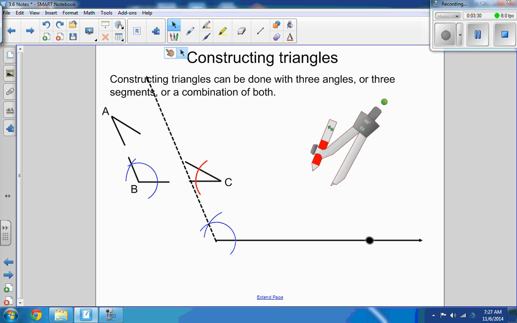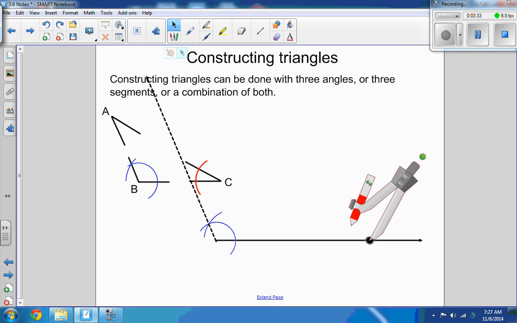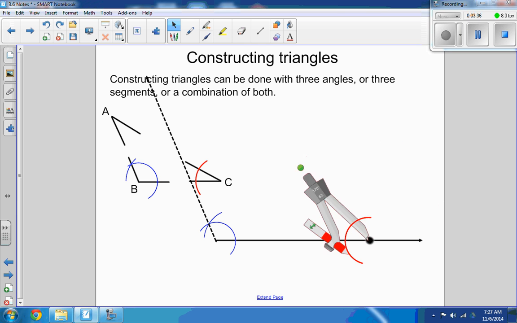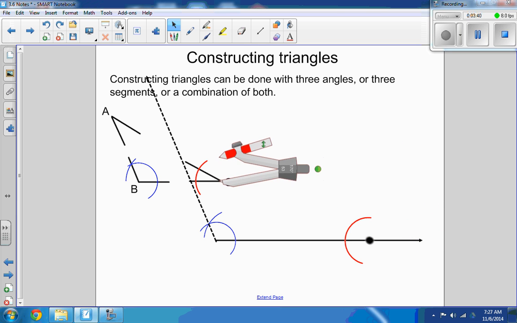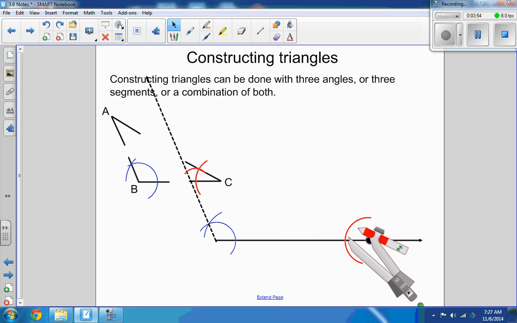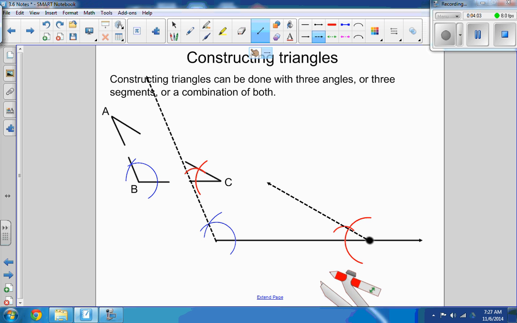I'm going to create a triangle that's not congruent, but is similar. In other words, similar means that all of the sides are going to have the same ratio, but they're not necessarily congruent. So there's my arc, intercepts. There's my arc, intercepts. Now I've got my triangle. And you can see it's a different size than the other one. But it's similar.